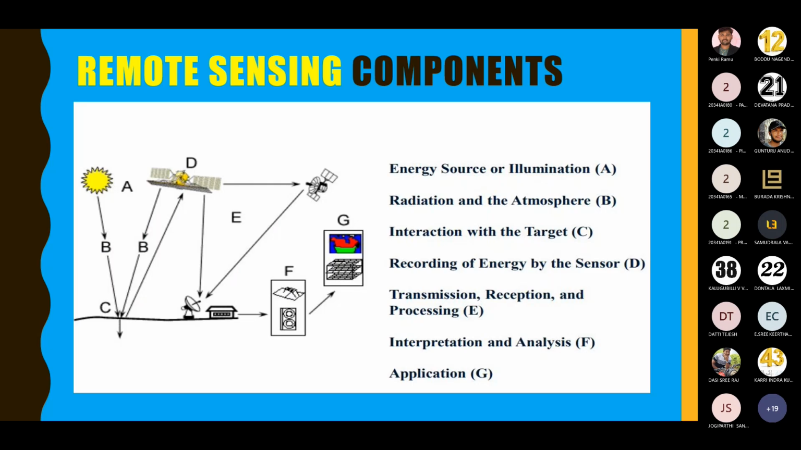So as you normally read from the textbooks or any other sources, these are different components of remote sensing: energy source, atmosphere and radiation, then interaction with the object, recording of the energy by the sensor, transmission and reception of that recorded energy onto the ground stations, then processing and interpretation of the recorded signal, finally application. So these are all different components of remote sensing.